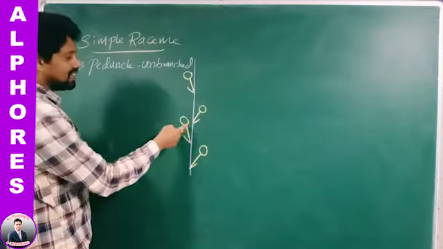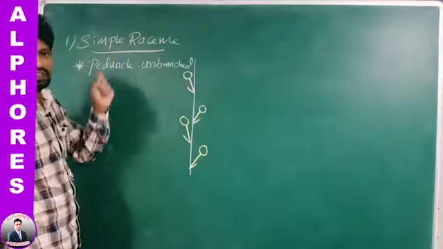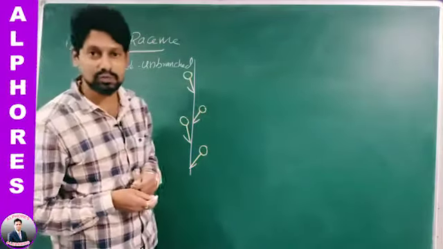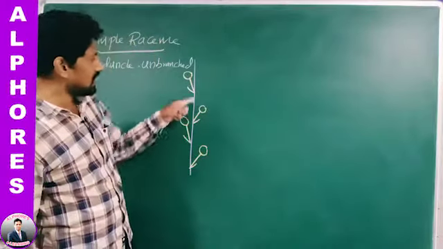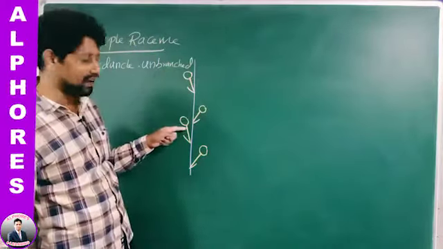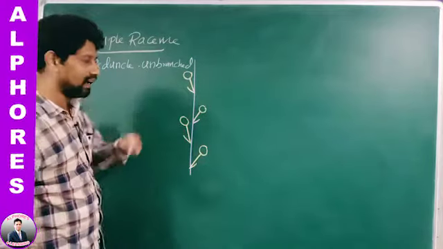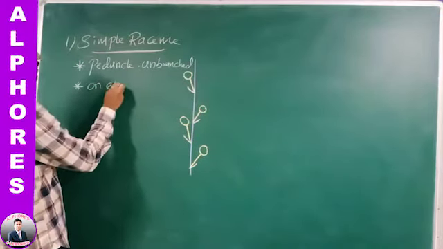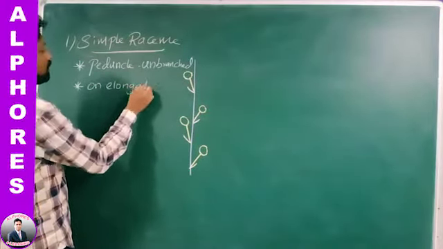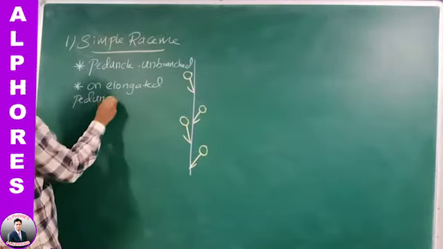These bracteate pedicellate flowers are arranged in acropetal manner because this is racemose inflorescence. In which manner? Acropetal manner. Therefore, on the peduncle, bracteate pedicellate flowers are arranged in acropetal manner. On the elongated peduncle.